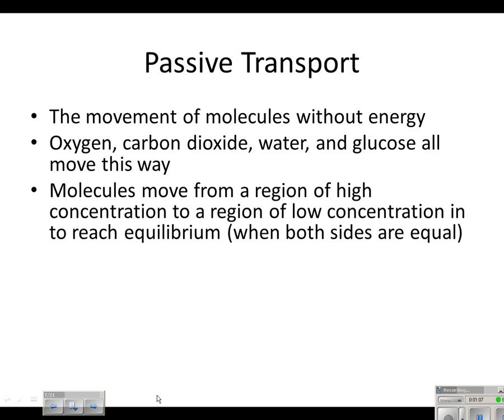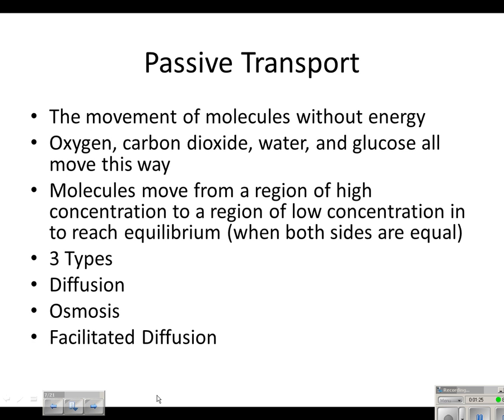If we go back to our classroom analogy, we had 26 students in the classroom and 2 outside. Students are going to move through the doorway in order to get to equilibrium so that we have 14 students inside and 14 students outside. Both would be equal. There's 3 types of passive transport: diffusion, osmosis, and facilitated diffusion.